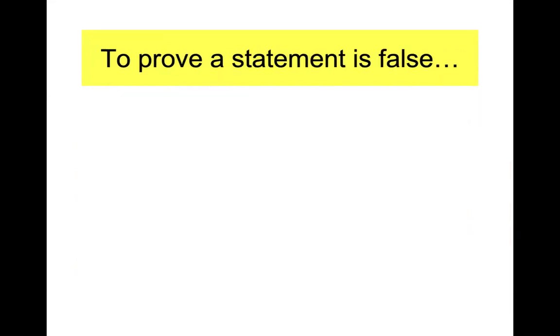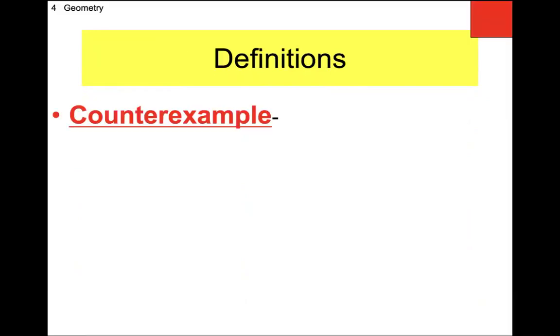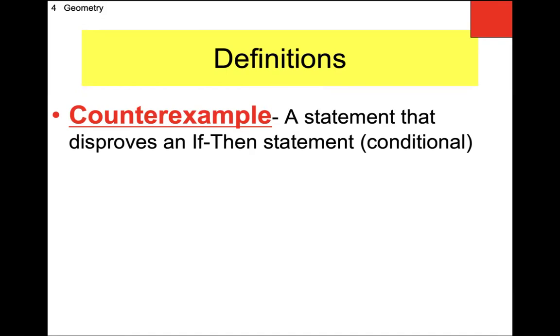All right. So, to prove a statement is false, we simply need something called a counterexample. A counterexample is a statement that disproves an if-then statement. In other words, it disproves a conditional. And we only need one counterexample to prove it to be false. If you tell your mother that you always eat your vegetables, and then one night you don't, well, then that disproves that fact that you always eat your vegetables.